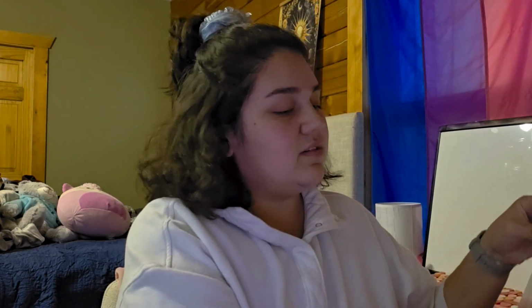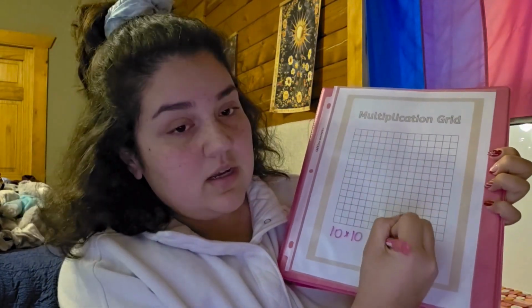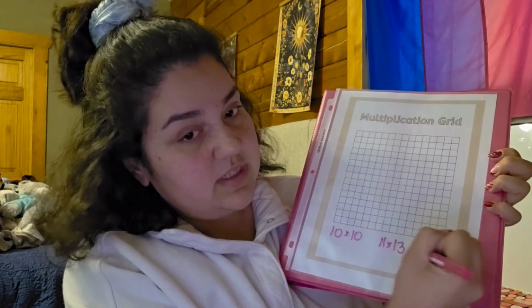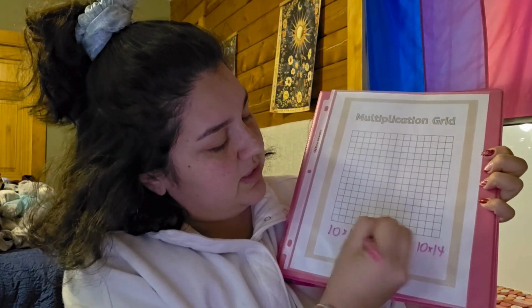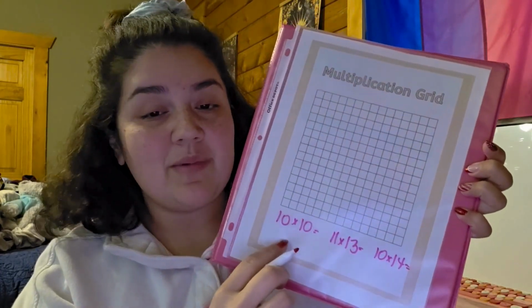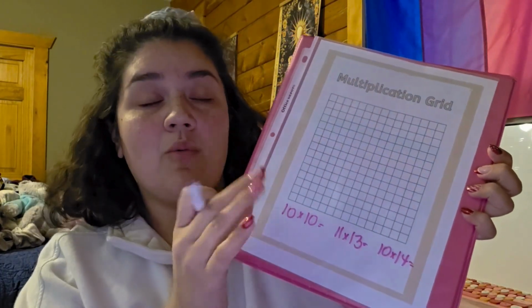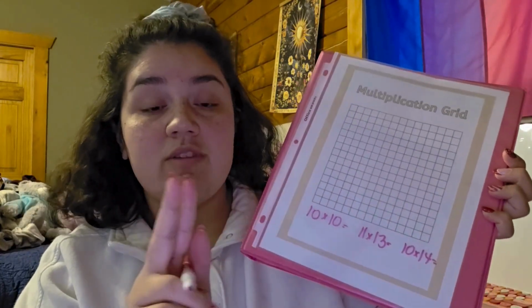Today we're going to look at trying to solve some math problems that look like this. We're going to look at things like 10 times 10, 11 times 13, 10 times 14, some problems like this. When we look at these problems, they look like they might be a little hard to do. They're not just one-digit number by another one-digit number. So we're moving into two-digit numbers now.